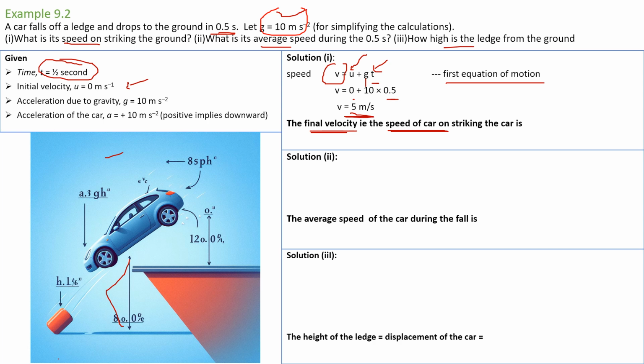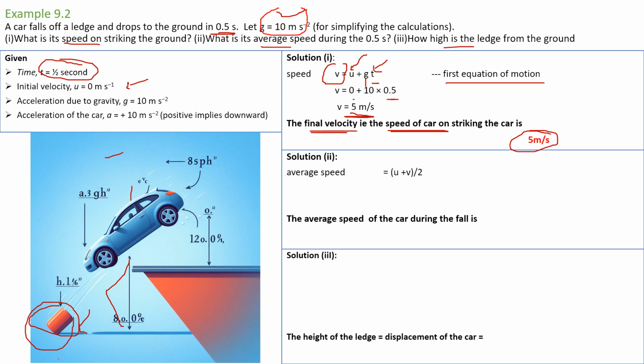The unit of velocity or speed is meter per second: how many meters it traveled in a second. So what is the answer? The final velocity, or the speed of the car on striking the ground, is equal to 5 meter per second. And we solved the first problem. Let's go to the next problem.